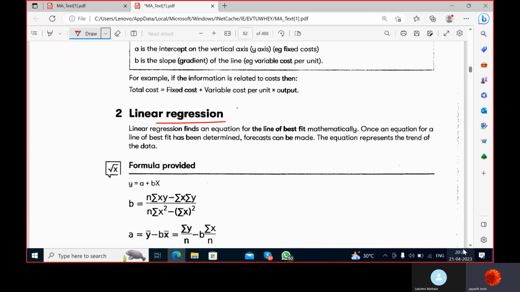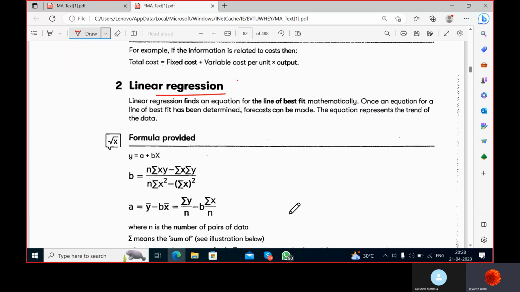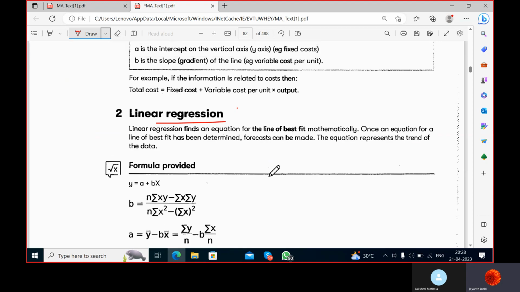Linear regression. So now, we have seen the equation. Linear regression finds an equation for the line of best fit mathematically. Line of best fit is nothing but all the points, whatever you plot on a graph, would lie on some line. Maximum points would lie on some line. Then this line can be termed as the line of best fit. Okay. Once an equation for the line of best fit has been determined, forecasts can be made. The equation represents the trend of the data.